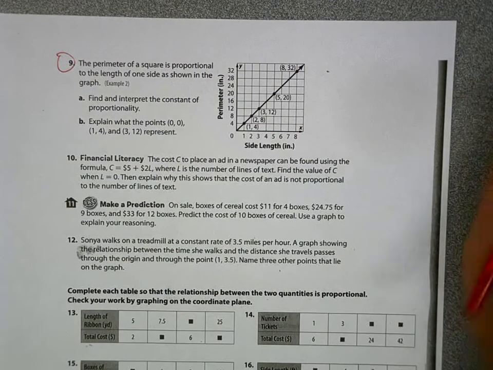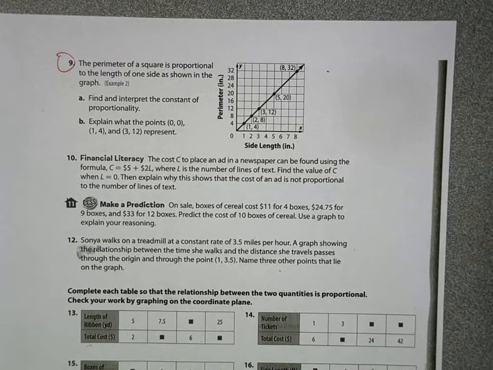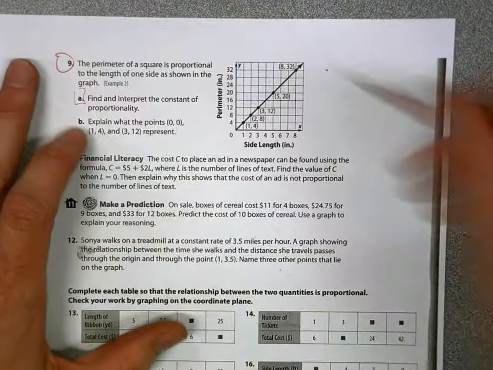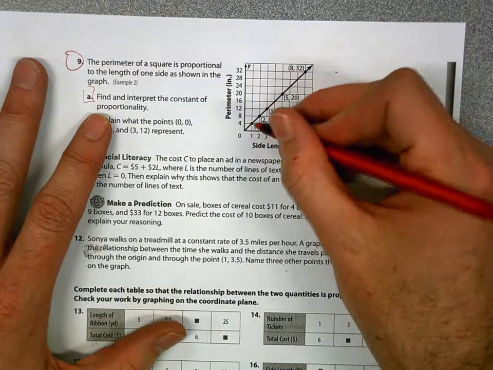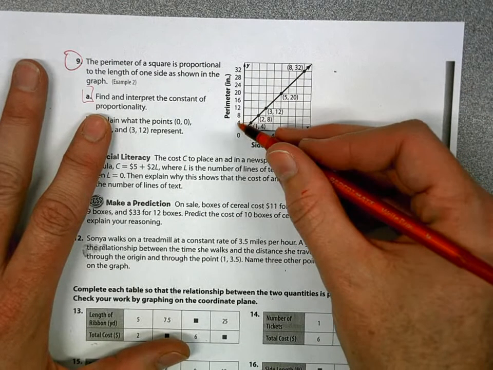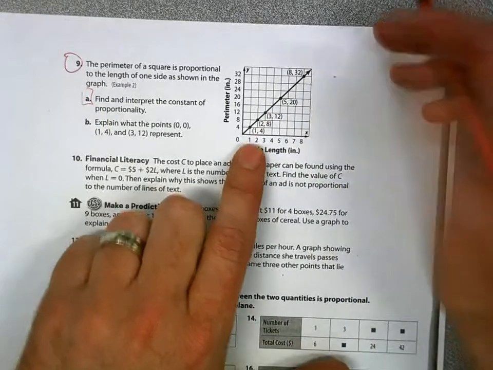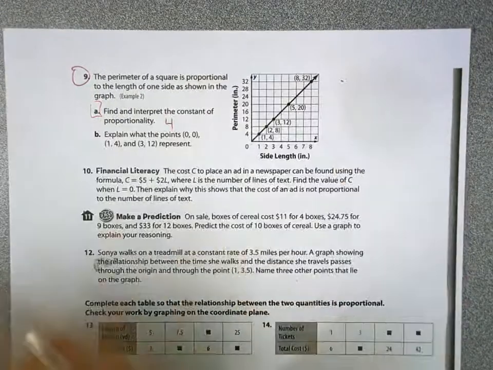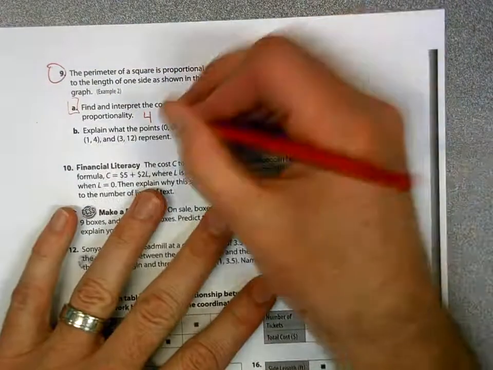All right, here we go. For number 9, it says the perimeter of a square is proportional to the length of one side as shown in the graph. Well, straight line passing through the origin, it's proportional. So, A, find and interpret the constant of proportionality. Well, the constant of proportionality, right, is when x is 1, what's y? Well, there it is, right there. Y is 4 when x is 1. So our constant of proportionality, I can put it right here, is 4.